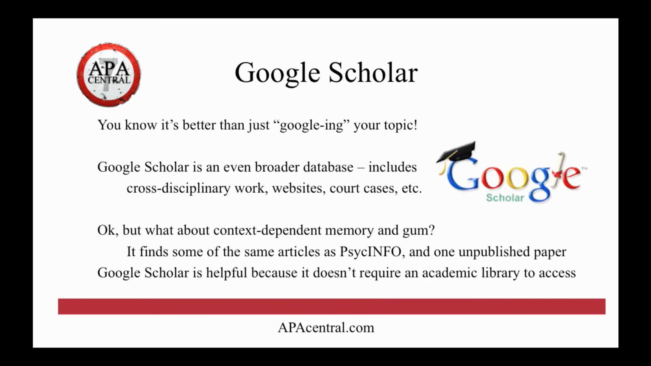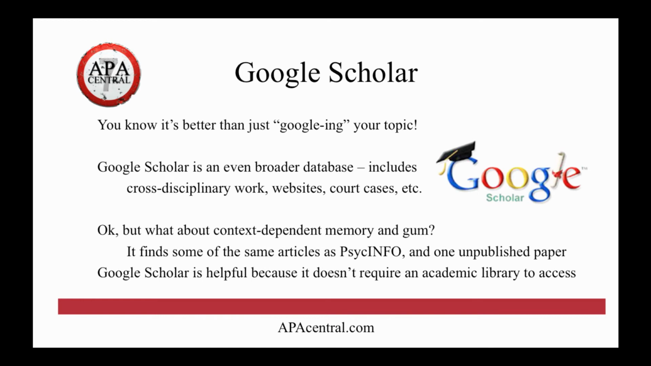What about Google Scholar? You know that it's better than just Googling your topic because it's got the word scholar in it. And scholar is someone who is educated and knows things. And I know that because I Googled scholar. It's an even broader database, and it includes cross-disciplinary work, websites, court cases, and a lot of other stuff too. But what about our example of context-dependent memory and gum chewing?